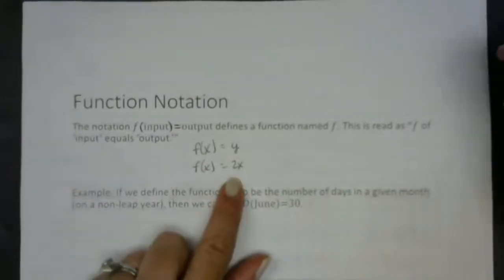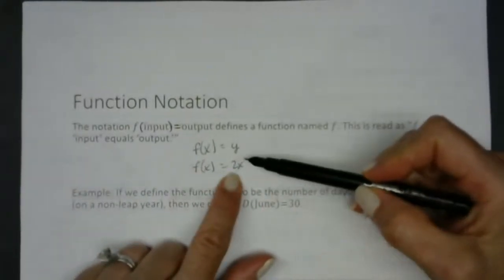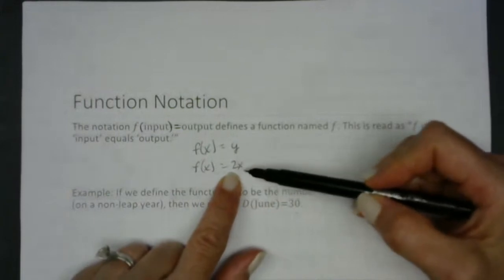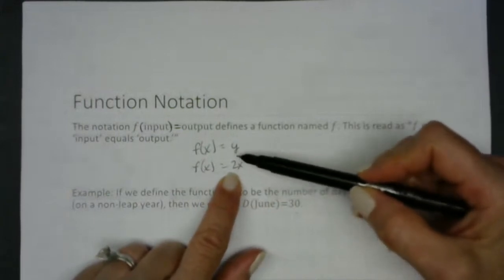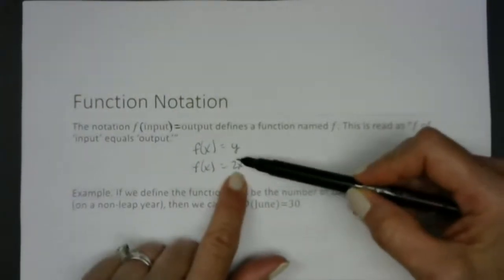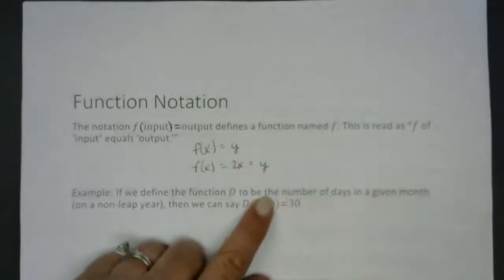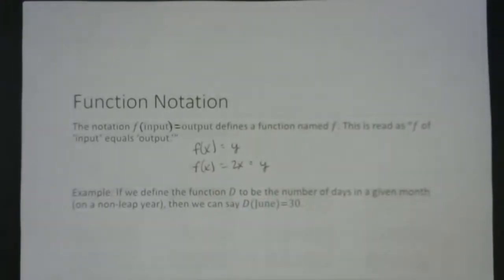F of x equals 2x, where the function is defined by 2x. It says the rule for the function that relates inputs to outputs. The rule for the function is you take the input x, whatever that value is, you multiply it by 2, and then you will get your output. That's going to be the value of y.